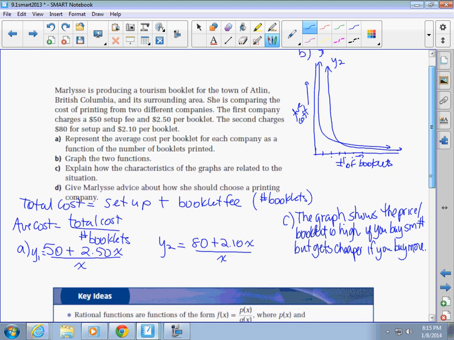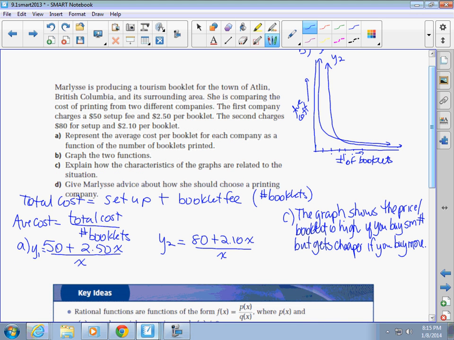Okay, what you'll find here, and my graph isn't a very good indication of this, is the graphs are going to cross. So at D, it says, give Marlis advice about how she should choose a printing company. So these actually cross at about 75. And you could do that just by calculating the intersection point of them on the calculator. So doing that second trace, intersect, and then your enter, enter, till you get where those two graphs crossed. So that happens at about 75.